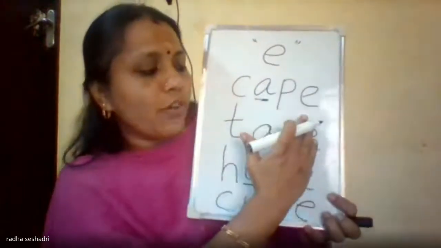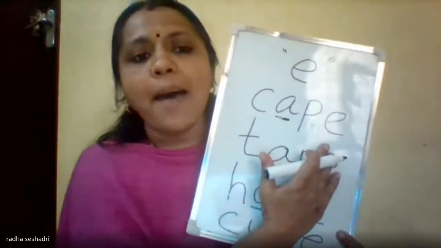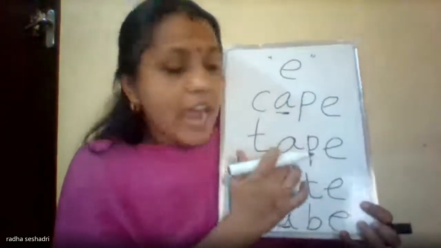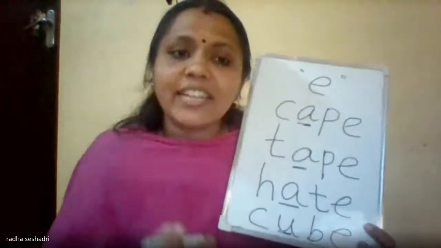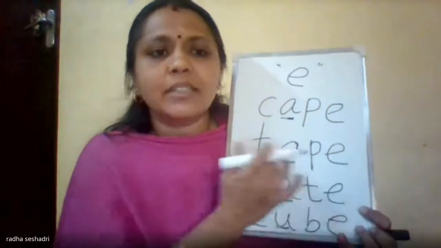Next one. For what I was saying, this word is tap, because ta, a, p. After adding the magic E, I will not say the sound of A, I will say the name A. So it becomes ta, a, p, tape.